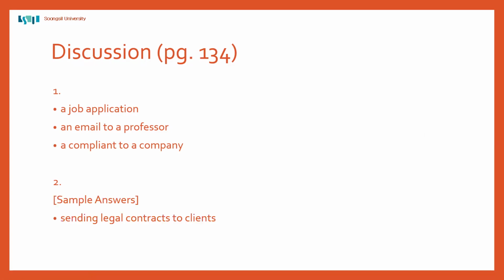Okay, now sample answers for number 2. Other examples of formal emails. Sending legal contracts to clients. Okay, so this is more like in the business world. And here's another example. Sending a proposal to a company. A proposal, a business proposal. It's like a plan. This is what I propose. Now, maybe you wrote some different examples, but if you could not think of any others, you can use these ones and write them in your book.